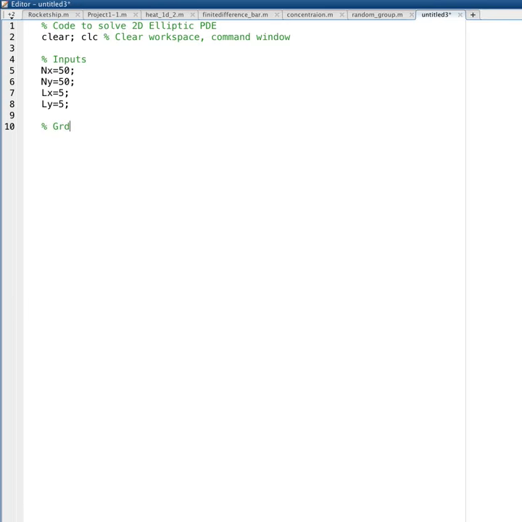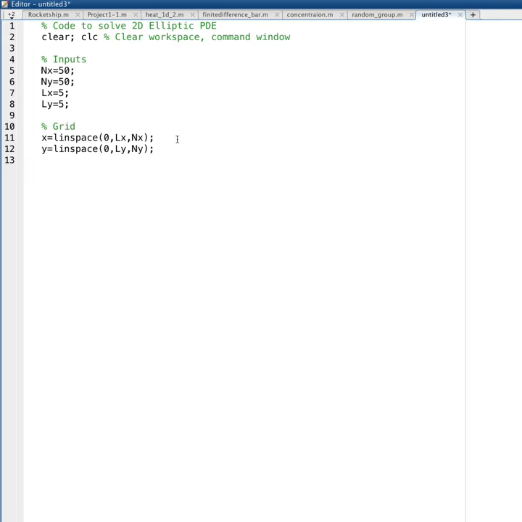So we're going to create the grid. The grid has x and y, so x is equal to, the way I'm going to create it, a linspace between 0 and lx with nx grid points. That just creates equally spaced grid points between 0 and lx, with nx of them. y is going to be the exact same thing: linspace between 0 and ly with ny grid points.